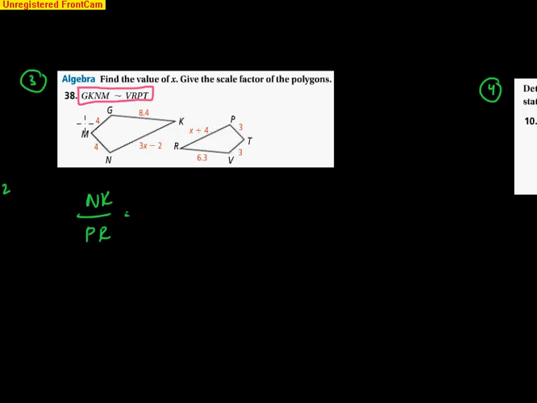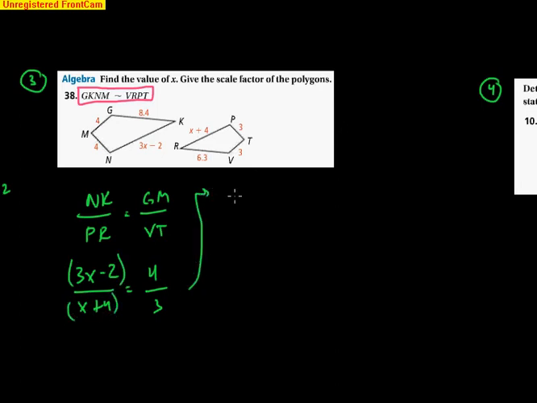And now I need to pick another pair of sides that I know both measures of. Well, it looks like you have all three measurements for each polygon, so you can choose any pair of sides. I'm going to pick GM. I'm not going to pick the 8.4. Why would I do decimals? I'll pick GM, first and last, so that corresponds to VT. And now I will plug in what I know. NK is 3x minus 2, PR is x plus 4, GM is 4, and VT is 3. I see plus signs and minus signs, so I will put those in parentheses.